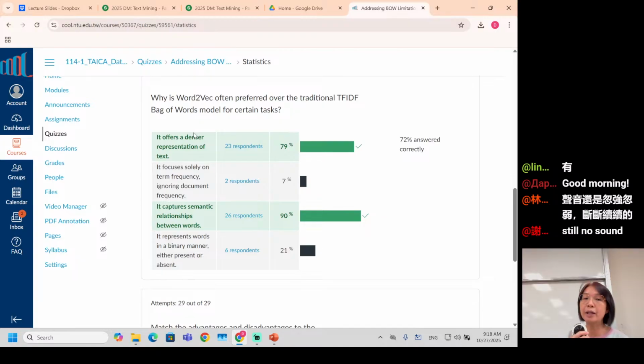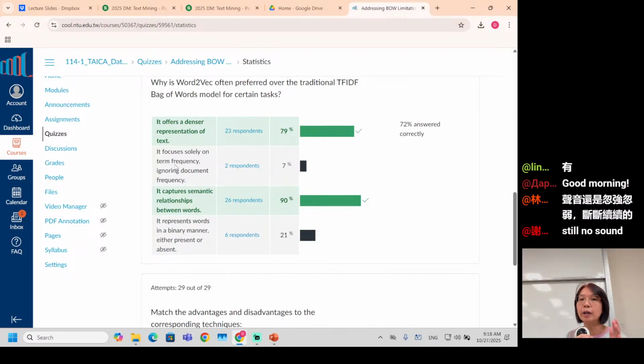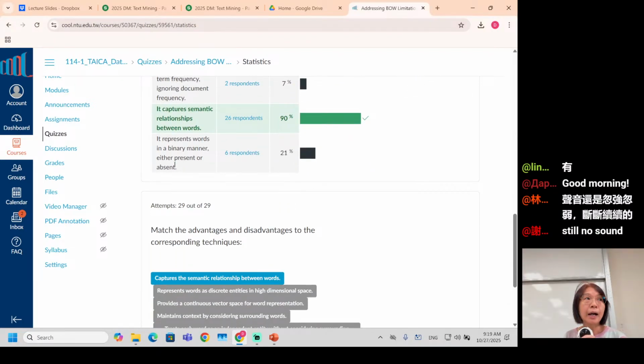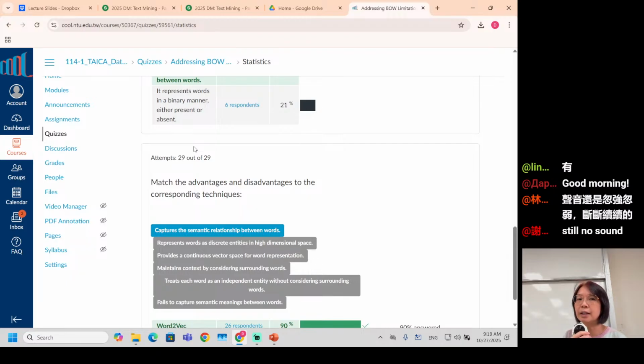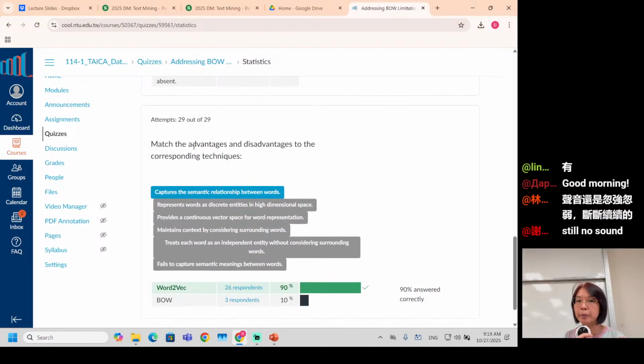First, it is dense, because it is more compact, so it is more preferred. And it does not only emphasize term frequency, because the TF-IDF bag of words model is only based on term frequency, but Word2Vec does not pay attention to that. It can capture the semantic relationship between words, which we already mentioned. The last one is very obvious: it is not only based on that, because you also pay attention to the surrounding words, since you have the input and output answer right there. It's not talking about a person.